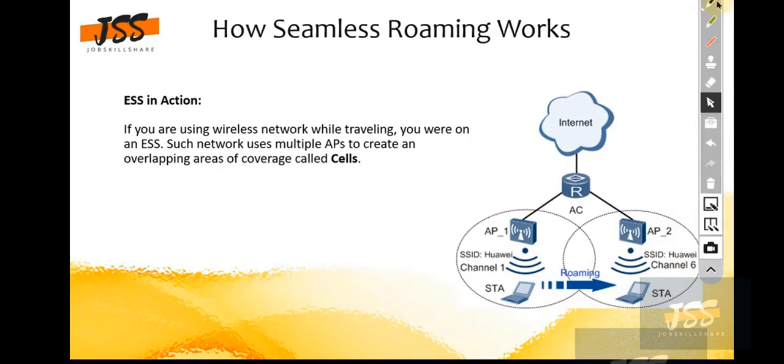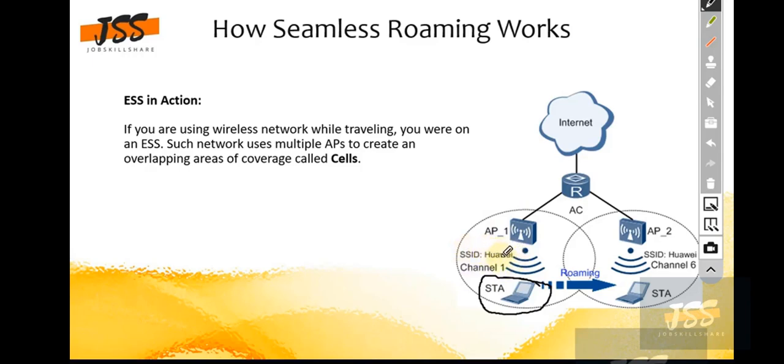So basically, in seamless roaming, what happens? You have this one STA device, or the laptop, okay? And you're sitting in one channel. This is known as channel one. Okay, and this STA device is connected with the access point with the SSID, whose name is Huawei.